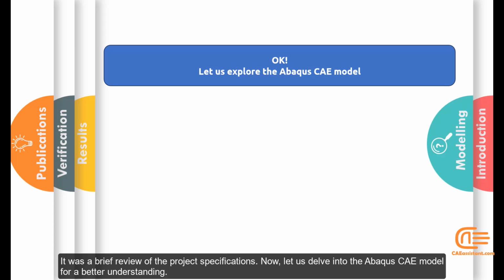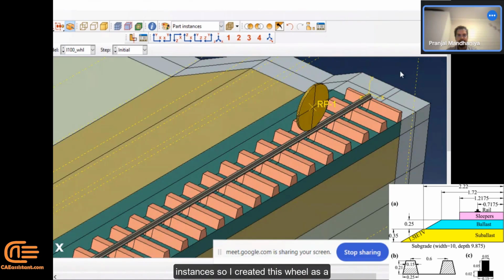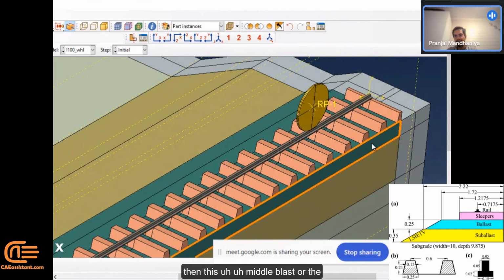It was a brief review of the project specifications. Now, let us delve into the Abaqus CAE model for a better understanding. Part instances. I created this wheel as one part, then the rail as one part, then one sleeper as one part, but I created a pattern of the sleepers and then merged all of them. And after merging, they are again a single part.